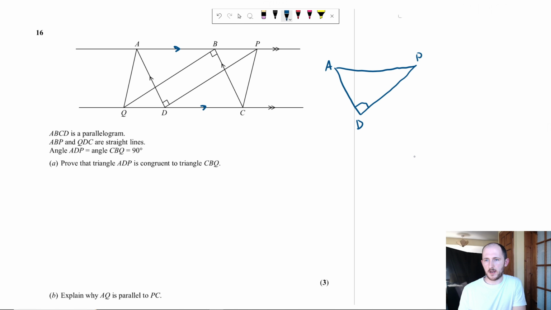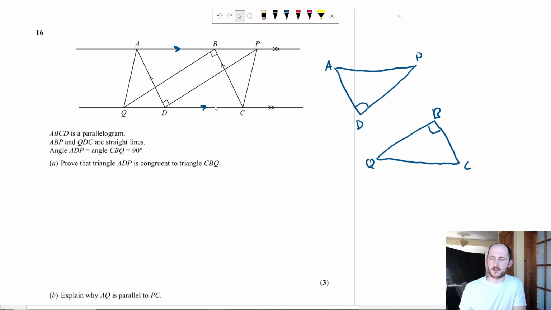And the other triangle looks like this. So these are the two triangles we're looking at. I hope that makes a bit of sense. And what I'm going to do is label what bits are the same, because it's kind of hard to see on this diagram.